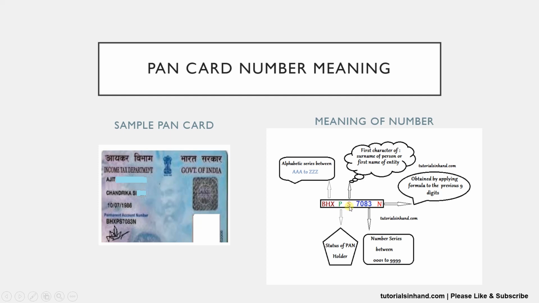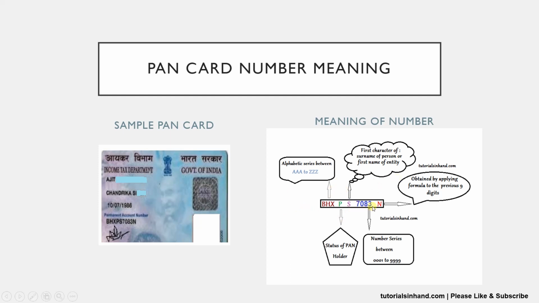So for example, if we consider this one, since it is issued to a person, so the first character of the surname of the person is written over here. Name of the person is Chandrika SI and his surname is SI, and S is the first character of the surname, which is written over here. So by looking at the fifth character of the PAN number, you can easily understand that surname of the person starts with S, or the name of the company to whom it is issued starts with S. So this is not issued to company. Since it is issued to a person, so the name of the person starts with S.